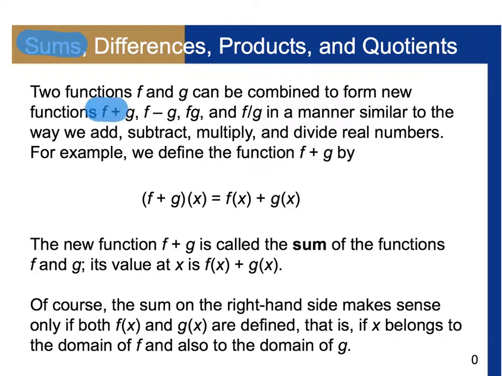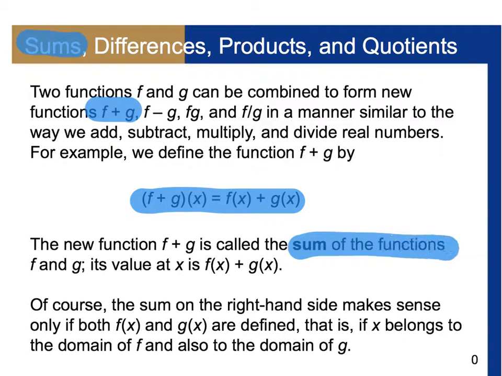First, looking at f plus g. So what we do when we say f plus g of x, that notation means we're just adding f of x plus g of x. Okay, so that's called the sum of the functions, and its value at x is just evaluate the function at f, and then evaluate at g, and then just add those two.